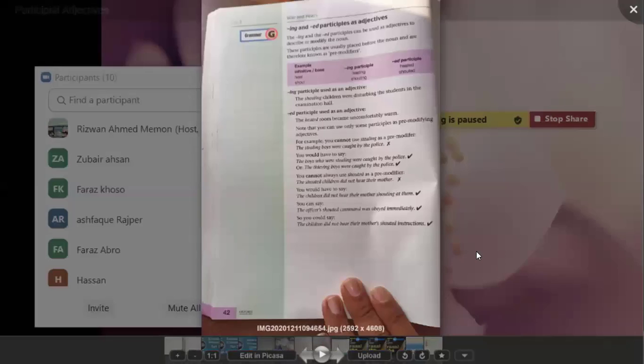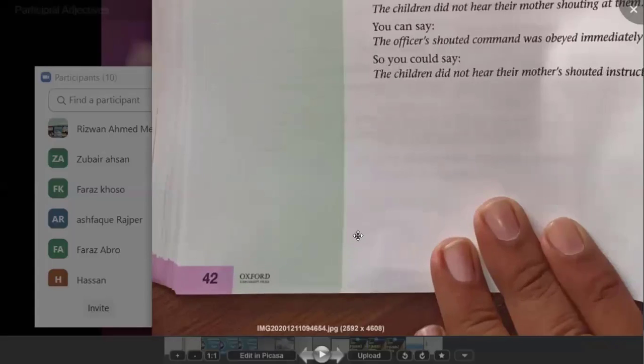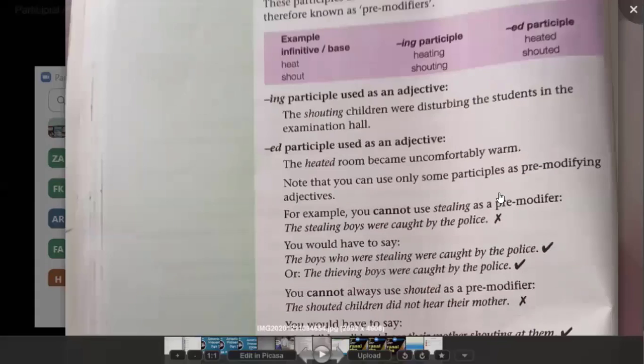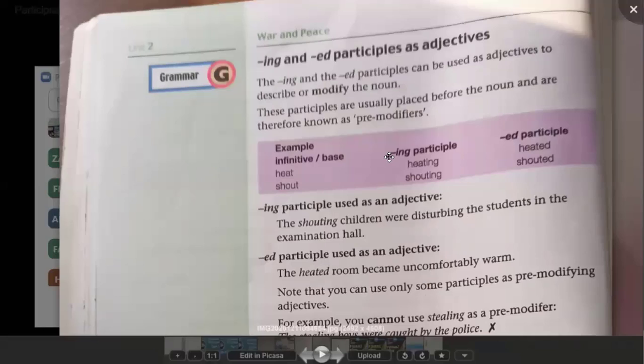Hello everyone. Today we are going to work on a grammar point from our textbook that is on page number 42. Okay, so page number 42, and this is about participial adjectives. Now, this is a very important topic for English learners.